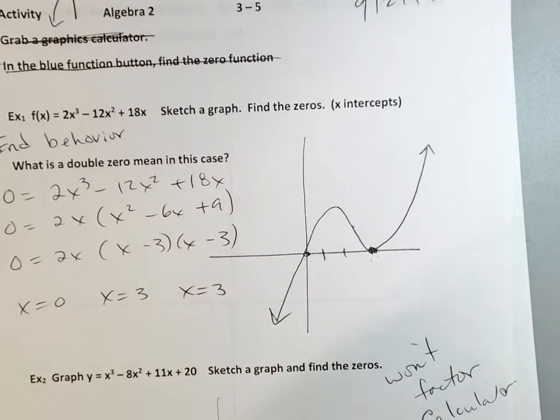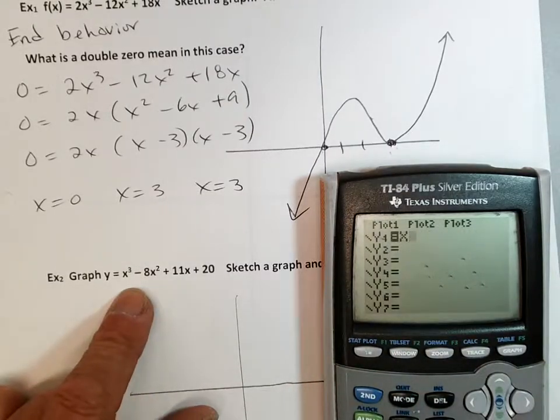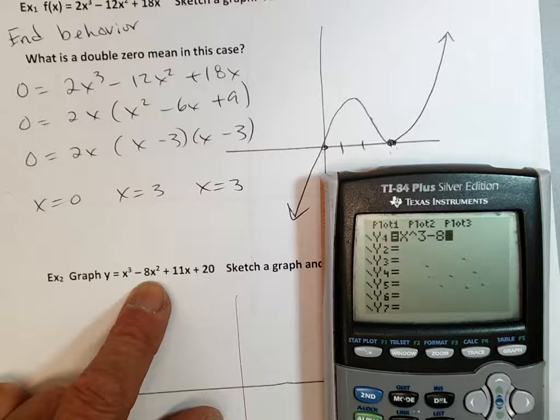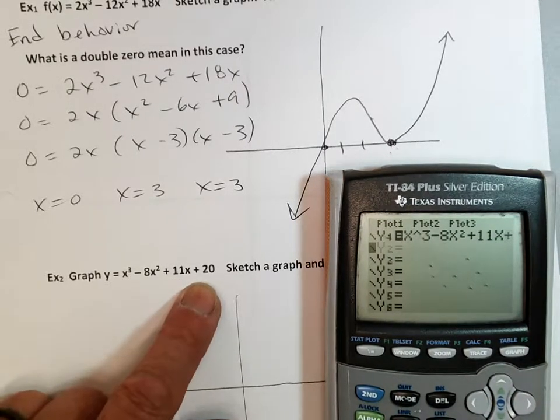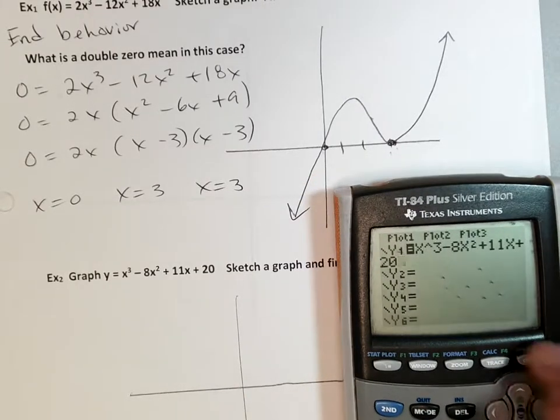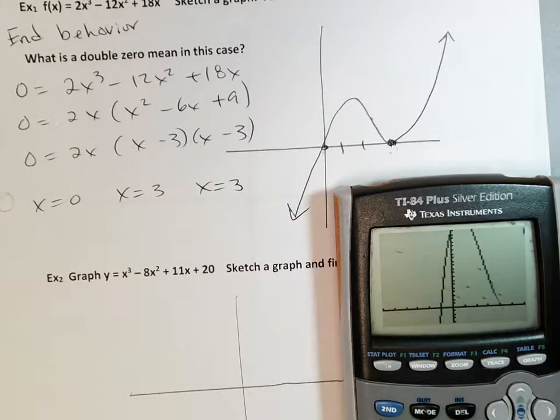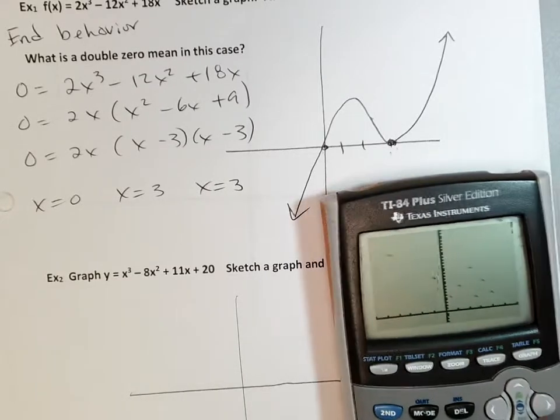Well, you can watch mine. So y equals x to the third, subtract 8x squared, plus 11x plus 20. If it won't factor, we're going to have to graph it. So if I go ahead and graph it, let me change my window slightly and go a little taller. Let's go maybe 30 and graph it, okay?